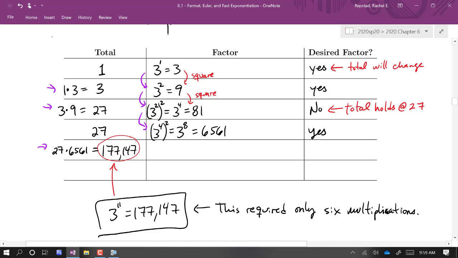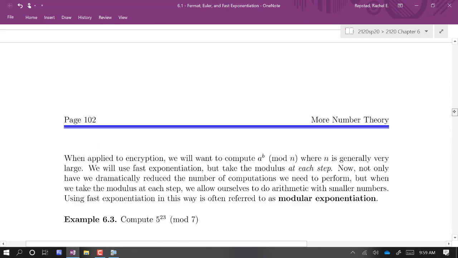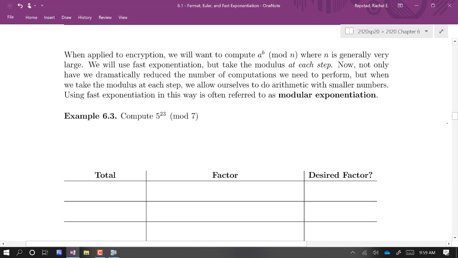We're going to find this technique to be useful for computing powers, for raising a number to a power mod some other number. So we're going to take exactly what we were doing, only just look at the result mod, in this case, in example 6.3, mod 7. A lot of the time, people will call this modular exponentiation. It's still fast exponentiation. It's just in a scenario where we're reducing mod n, mod some n.